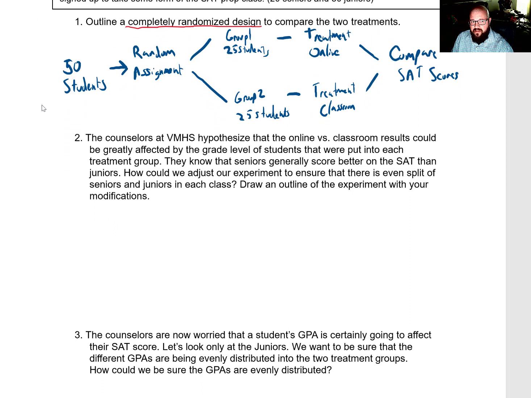So for number 2, it says the counselors at VMHS hypothesized that the online versus classroom results could be greatly affected by the grade level of students that were put into each treatment group. They know that seniors generally score better on the SAT than juniors. How could we adjust our experiment to ensure that there is an even split of seniors and juniors in each class? And so we need to draw an outline of the experiment with your modifications. So again, this is going to be a randomized block design.